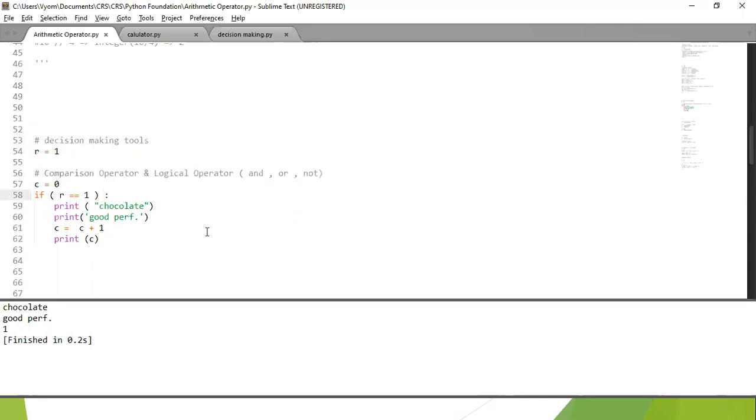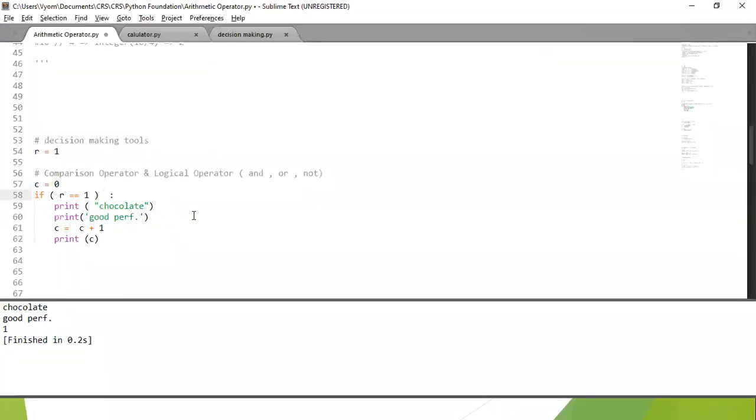Now let's make this condition a little complex. I hope everybody has understood what is happening here. What is if doing? If is looking for the condition that we have over here. If it is true, it will perform these tasks. If it is false, it won't perform these tasks. Now let's add logical operator to it.